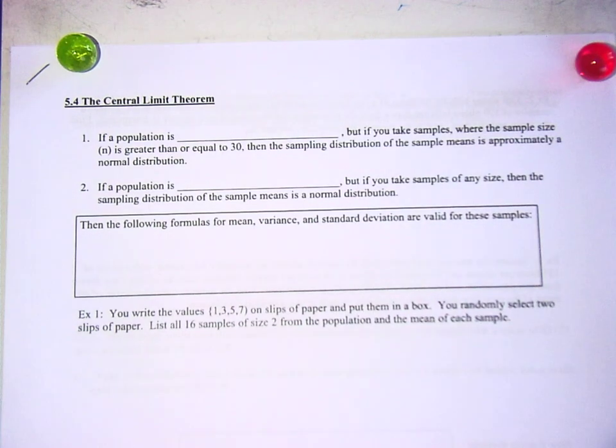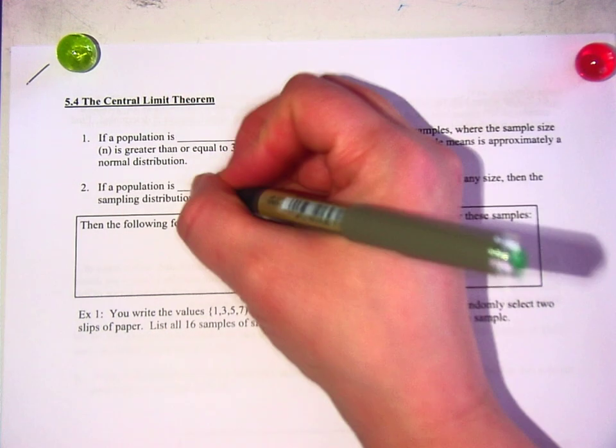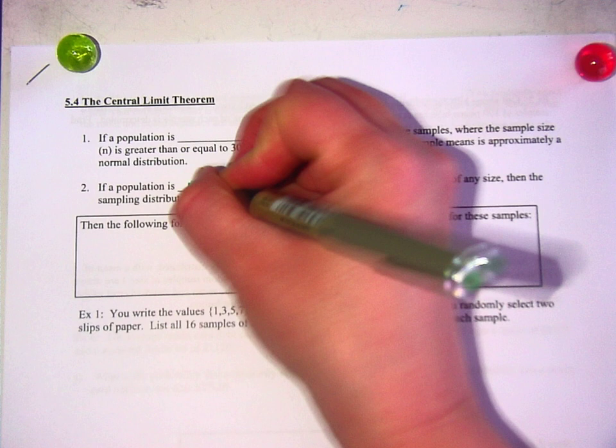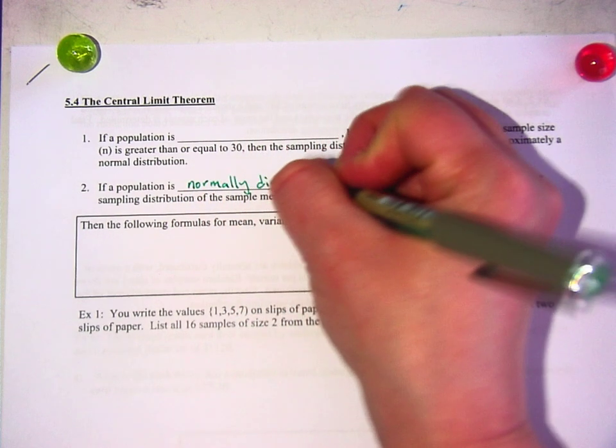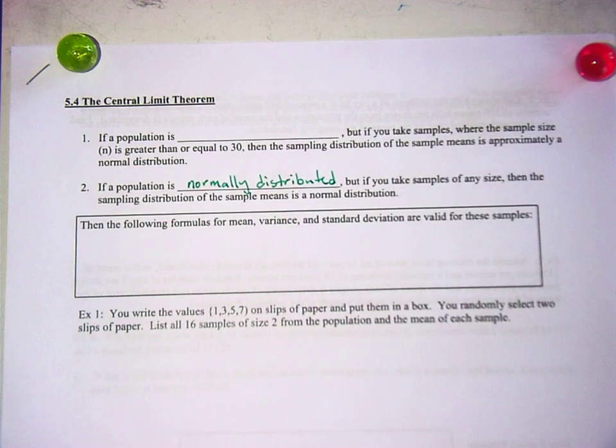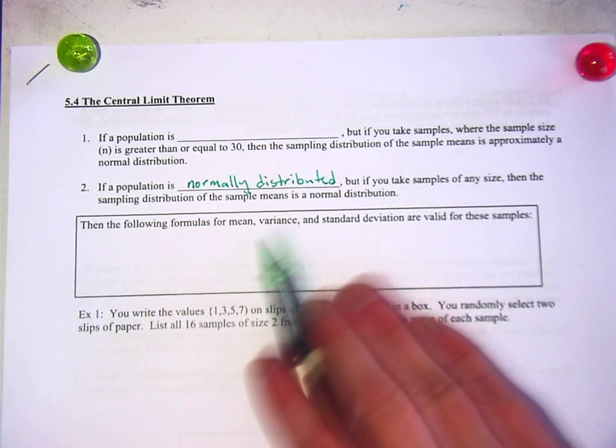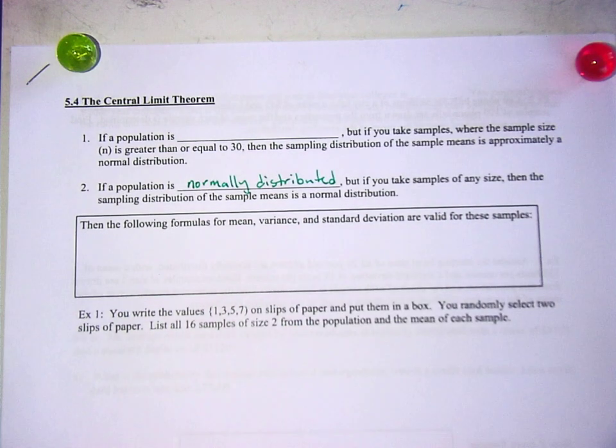Okay, so if a population is normally distributed, so if it looks like a bell curve, then if you take samples of any size, the sampling distribution of the sample means is also a normal distribution.